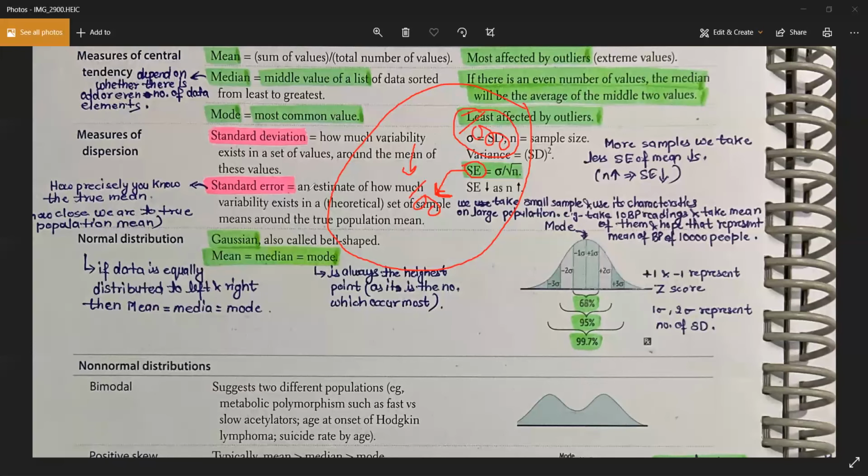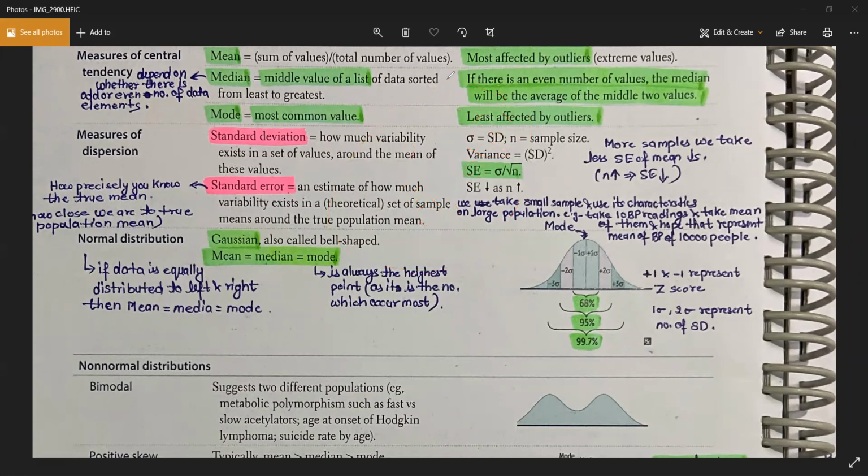Okay, so it estimates how much variability exists in a theoretical set of samples around the true mean of the population. How much does the mean from this 100 population differ from the mean of this 1,000 population? This would be my standard error. The difference between the standard error of these two populations. Okay, do you understand this now?